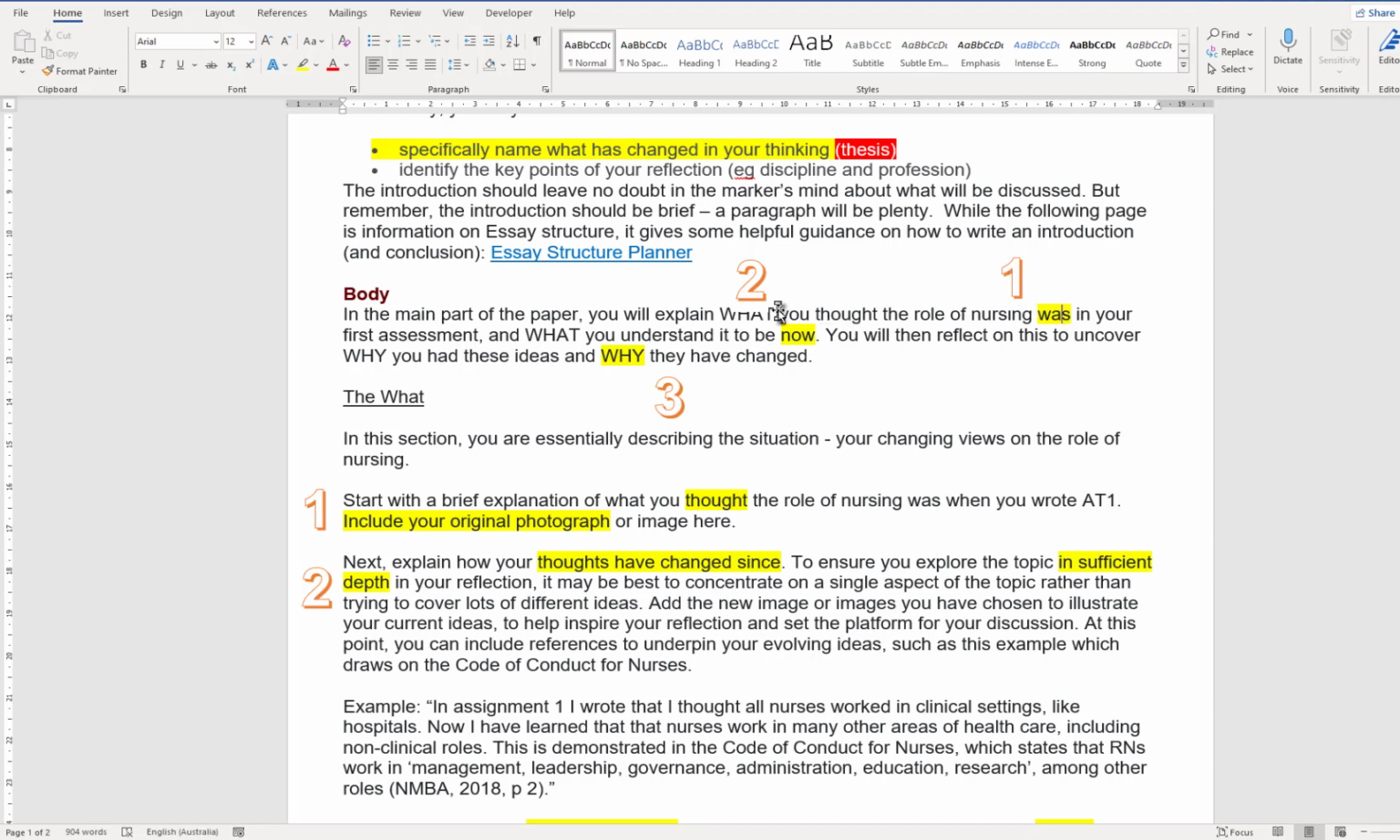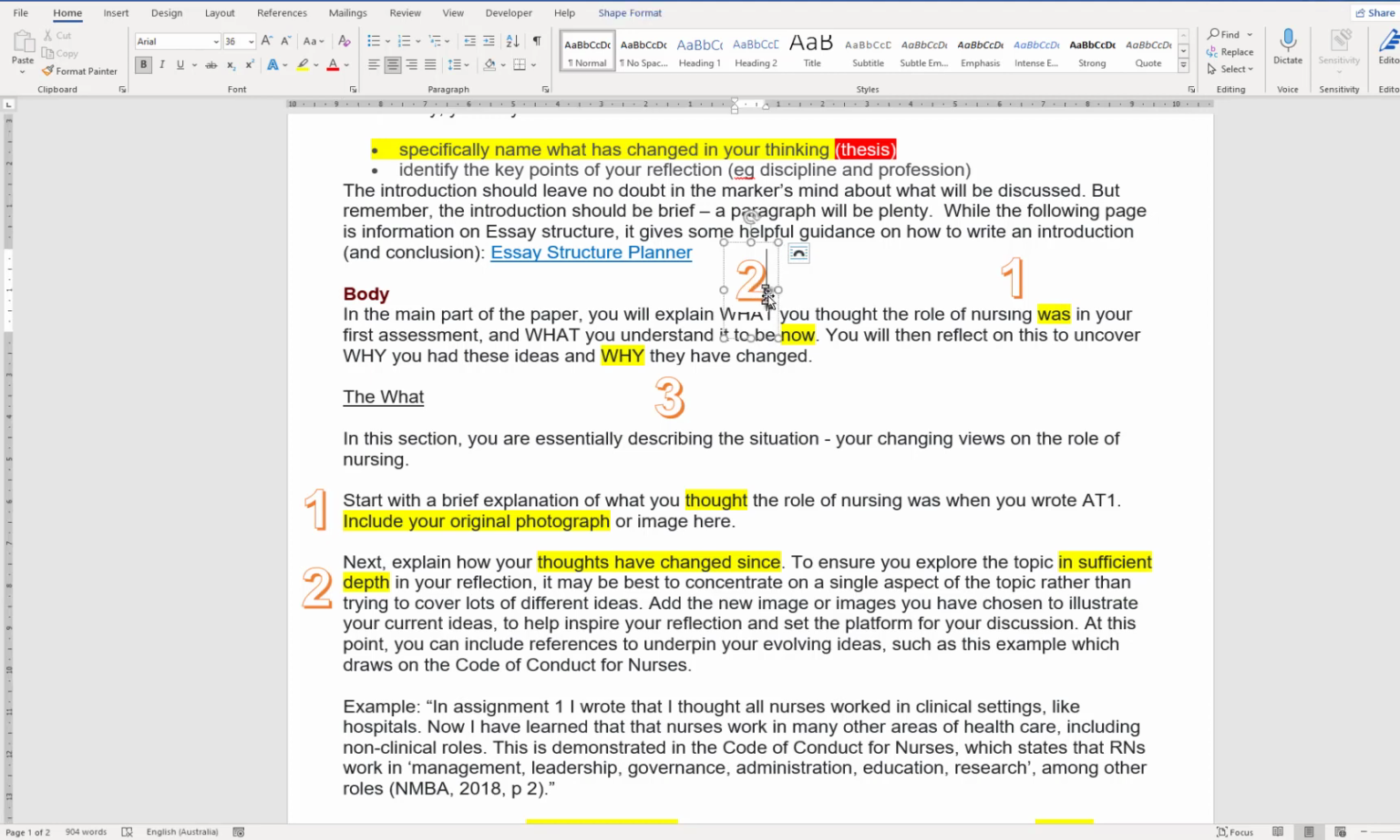Your first section, maybe 2 paragraphs, maybe 1 paragraph, it's up to you. All about what you used to think when you first began the course. Before you began the course, what did you think nursing was? And this might include some information about what you talked about in Assessment Task 1. You know, what did you say in Assessment Task 1 related to the role of nurses?